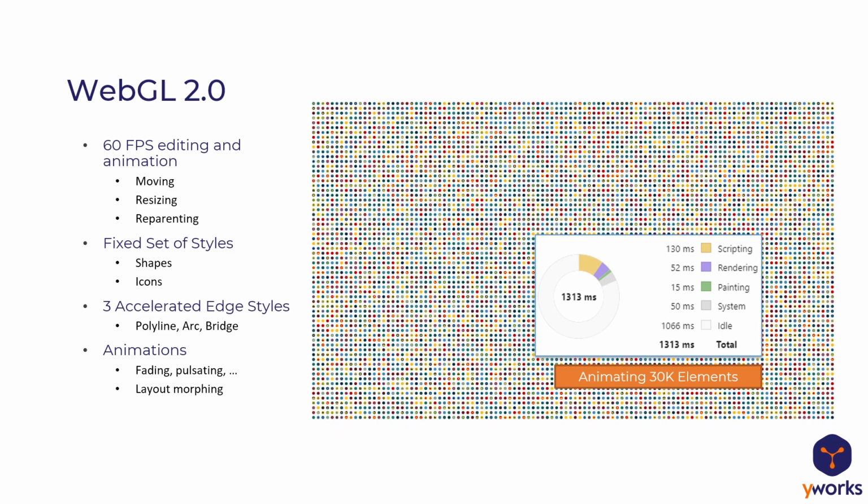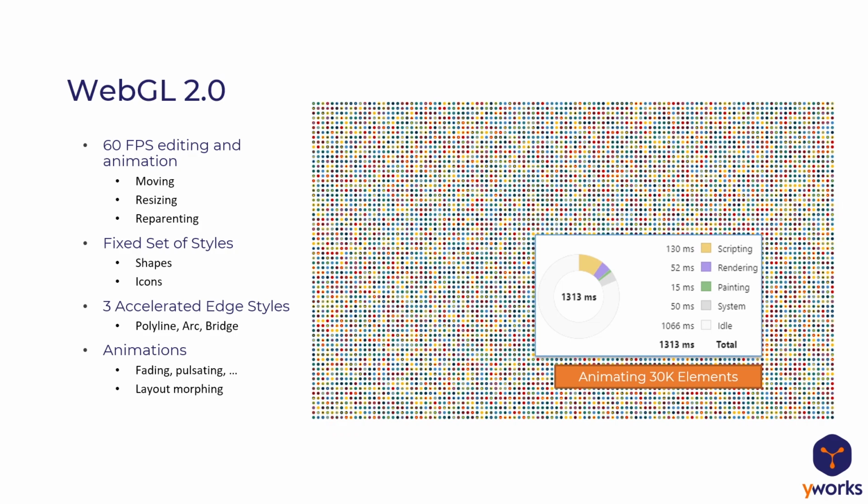We provide a way for you to use different shapes and to use arbitrary icons, but you cannot provide your own styles. We provide 3 different hardware accelerated edge styles too: the regular polyline that you know of yFiles, which can have any number of bends, but also 2 arc and bridge styles that lend themselves very well for these kinds of visualizations and perform really, really well. And you can have animations like fade and pulsating animations, and of course layout animations built into your apps too with these techniques.